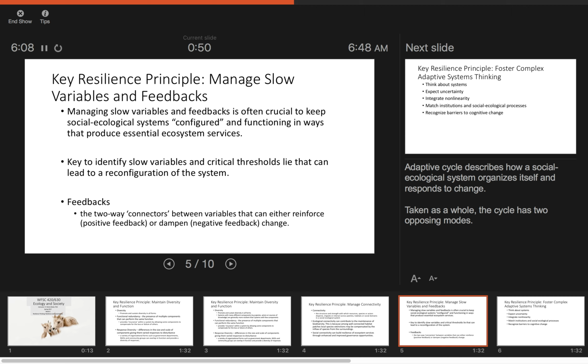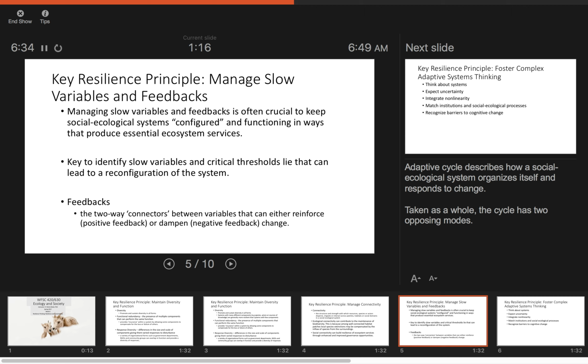So this is really managing slow variables, thinking about them, identifying thresholds, is really key to keeping these ecosystem services functioning in a way that is desirable for us. And thinking about how we configure those systems in the right way.